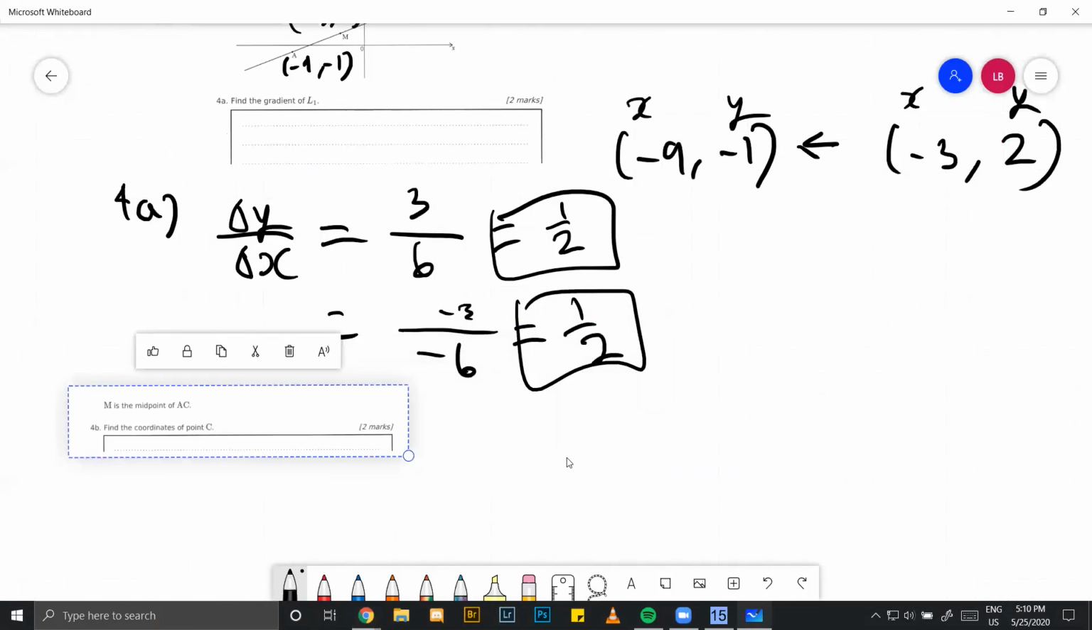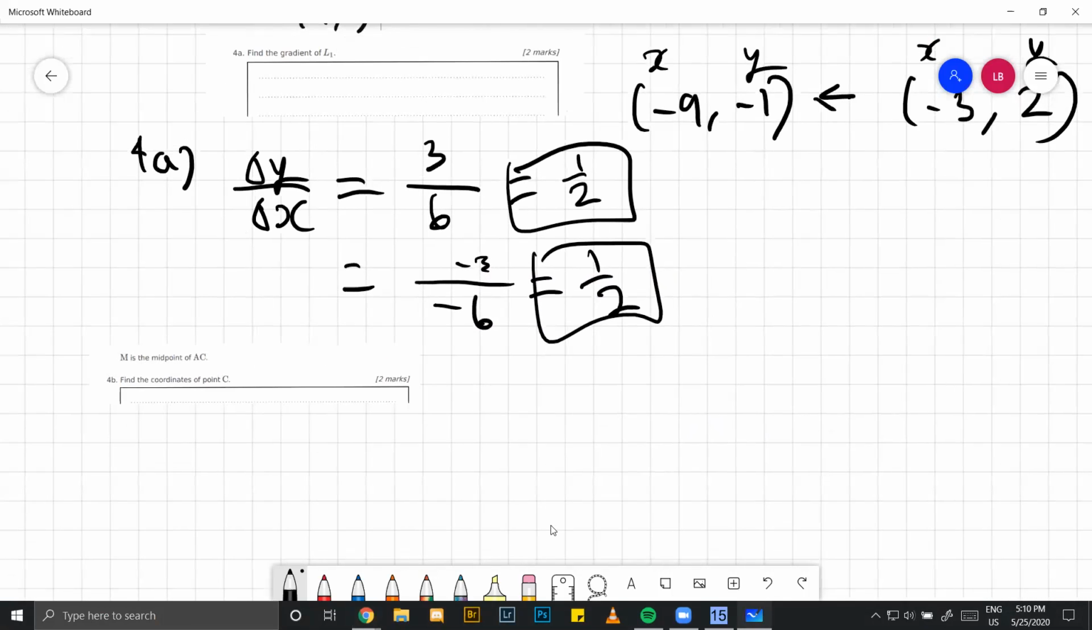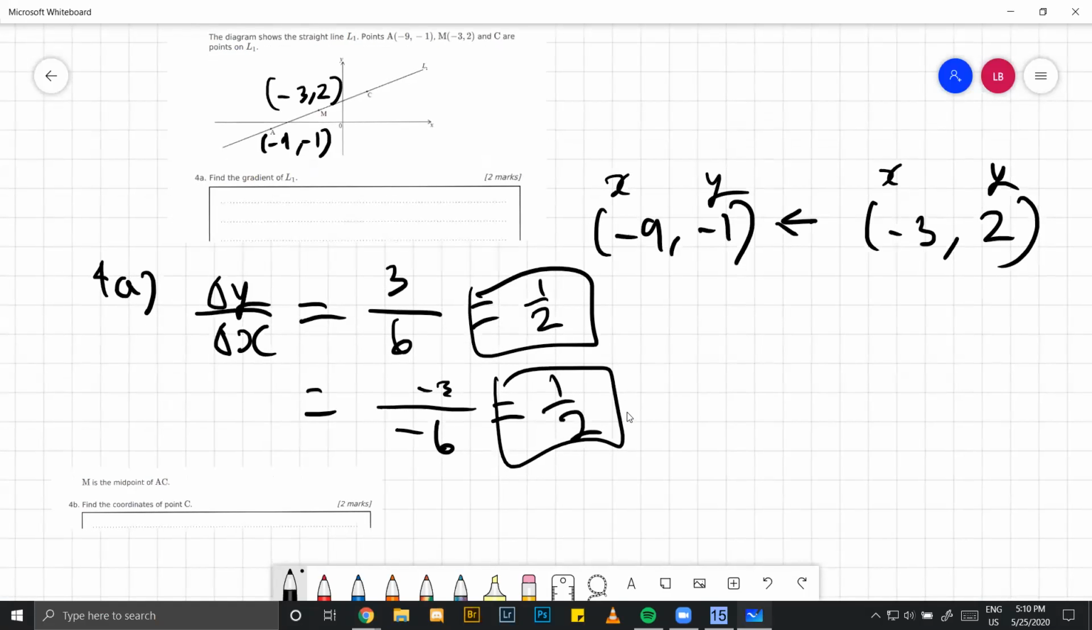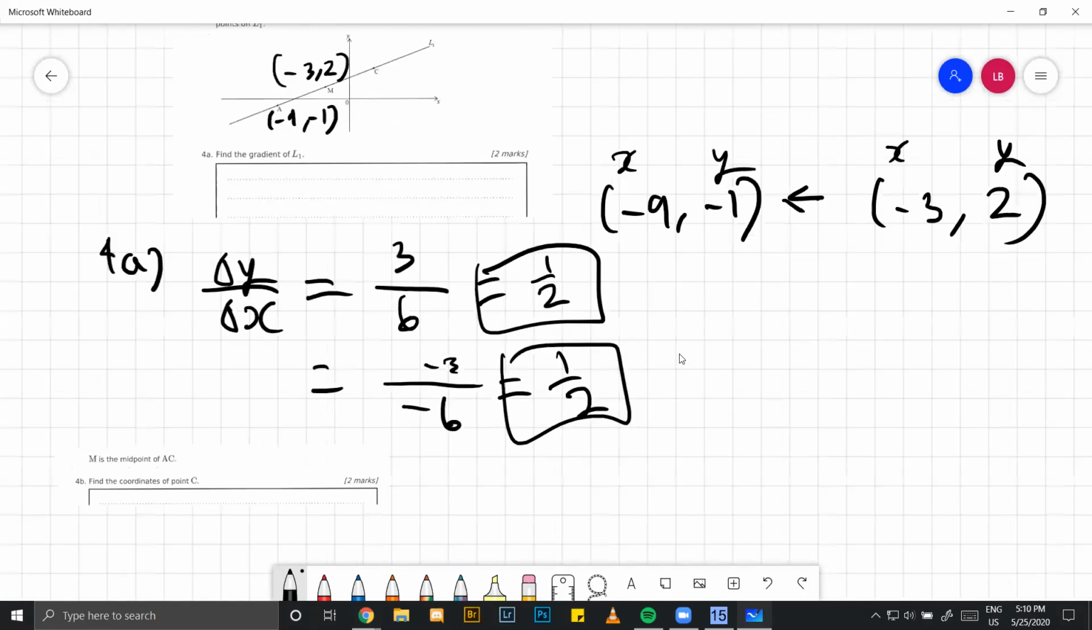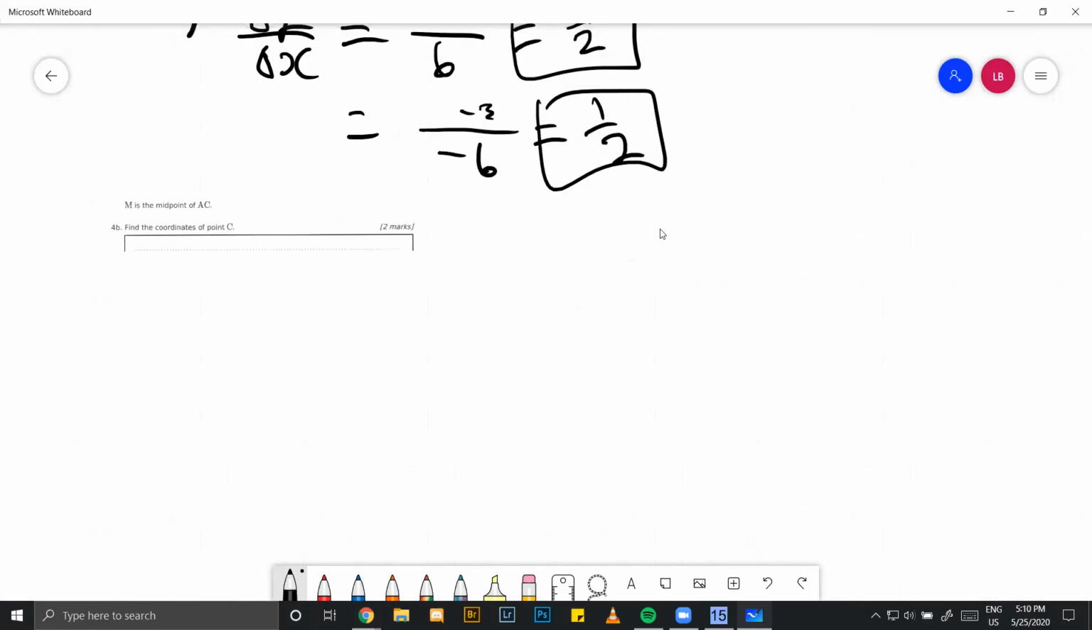Find the coordinates of point C. M is the midpoint of AC. So between A and C, M is the midpoint, and we need to find the coordinates of point C. Recall our definition of the midpoint. In order to find the x coordinate of the midpoint of two different points, you add the x coordinates together and divide by 2. And in order to find the y coordinate of the midpoint, you add the two y coordinates together and divide by 2.